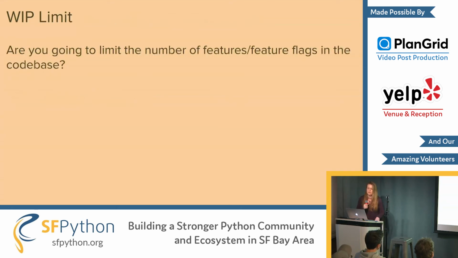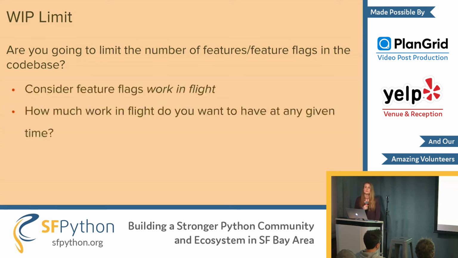The next thing you might want to decide as a company is, are you going to think about something like a WIP limit, like a work in progress limit? Some companies will limit the number of features they have in flight at any given time. It's also a thought for feature flags. You might want to limit the number of feature flags you have at any given time. So my team has a work in progress limit of 2 features at any given time. Probably shouldn't have more than 2 feature flags because our features tend to be a little bit bigger in the code base. So the most important thing here is that we're considering feature flags work in flight, and we're thinking about how much work in flight do we want to have at any given time.